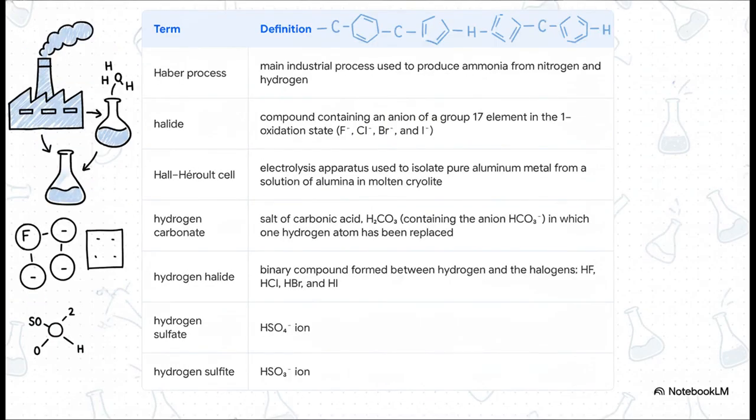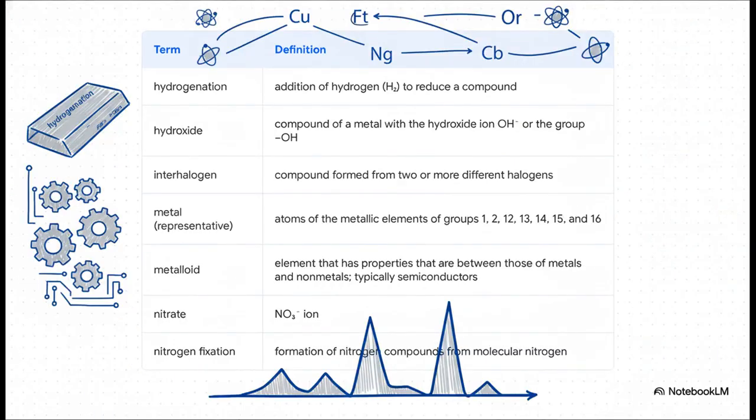And here are some more heavy hitters. We've got the famous Haber process. We're definitely going to talk more about that one later. You'll also see definitions for common ions and compounds, like halides, which are super important when we get to group 17. We're cruising right along.